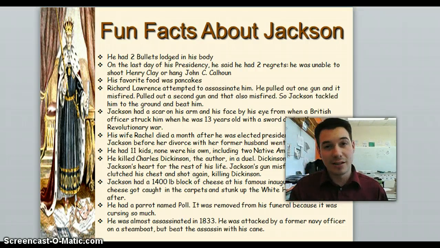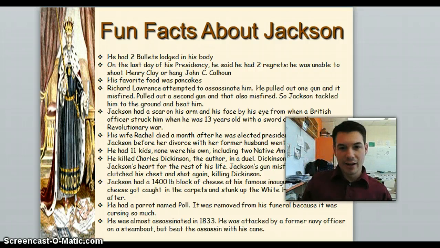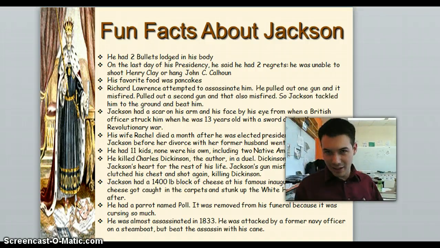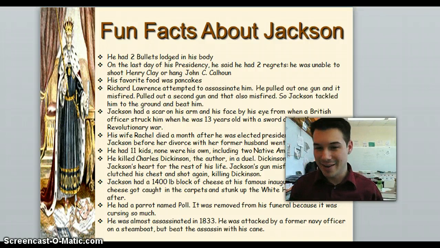He killed Charles Dickinson in a duel. Which actually, you know, Dickinson leaves a bullet near Jackson's heart. That's where it lies for the rest of his life. That's because Jackson's gun actually misfired. But he actually clutched his chest and shot again, they say.